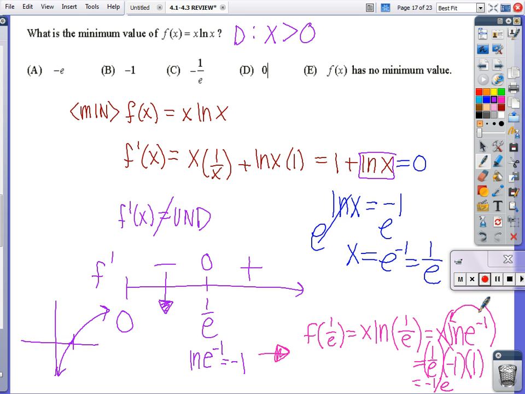Notice I did this little move, take the power into the front. So this negative 1 is now this negative 1. And ln of e, this ln of e that was still there, is now 1. So there's our minimum value. Minimum value means y. You want the y value.